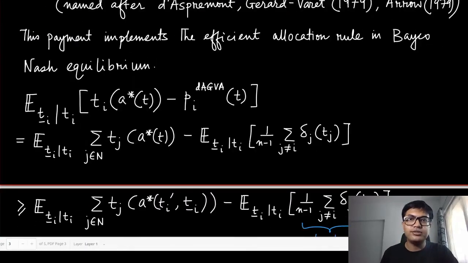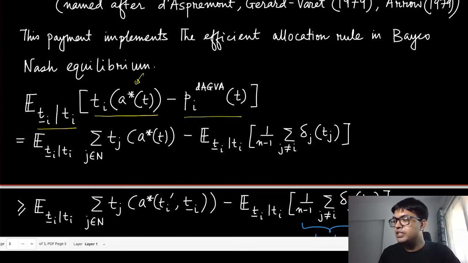We'll have to look at the utility of each of these players and take the expectation with respect to T minus i given Ti. So we know that this is the payoff, the valuation of agent i when the allocation is a star of t. The allocation remains the same, it is still the same efficient allocation. Payment is replaced by this dAGVA payment, and we are now taking the expectation with respect to T minus i given Ti.